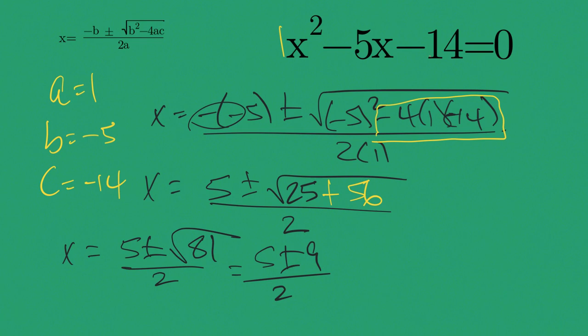Here's where we're going to figure the two answers. Because remember, this is quadratic, degree 2. The degree tells us how many solutions we're looking for. We're looking for 2 solutions. This is where the plus minus comes in. The first one we're going to figure is 5 plus 9 over 2. What is 5 plus 9? 14. That is 14 over 2, which is what? What's 14 divided by 2? 7. There's one answer.